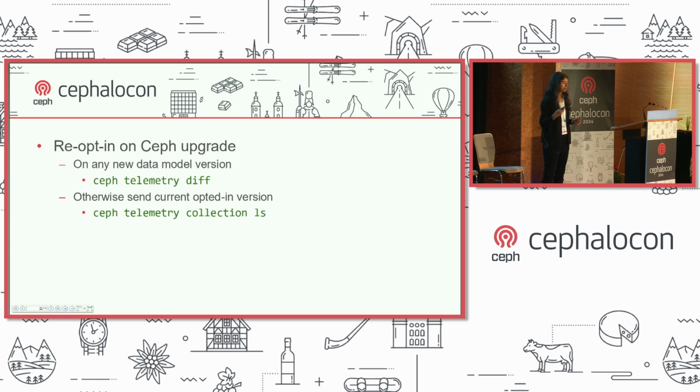If we add new data, we ask the user to re-opt in on Ceph upgrade. So let's say you opted in on Quincy, and then you upgrade, even to a point release where we added new data in between, or to Squid, and you want to see whether there are new collections, you can run ceph telemetry diff. And then if there's something new, you can re-opt in with ceph telemetry on. And if you want just to see whatever you're sending right now, you can use the collection ls command.